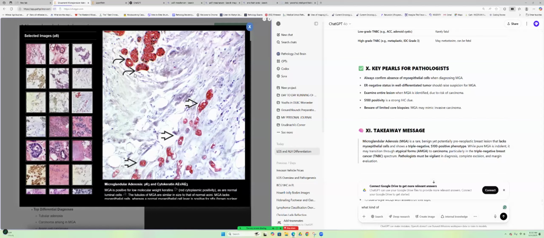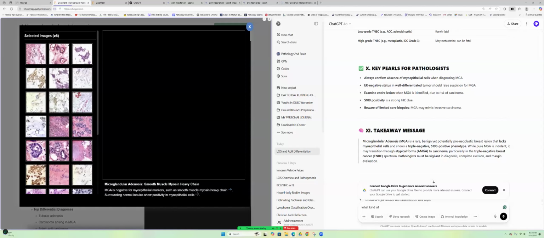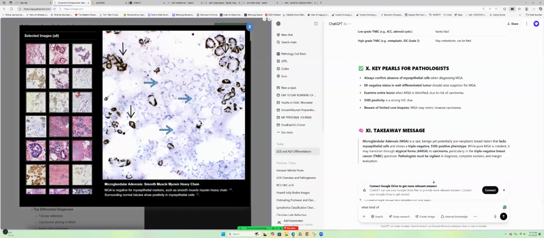These are normal luminal cells. P63 is present. Cytokeratin is positive for luminal cells, myoepithelial cells negative. Smooth muscle myosin heavy chain is negative in microglandular adenosis, positive in normal tubular cells.